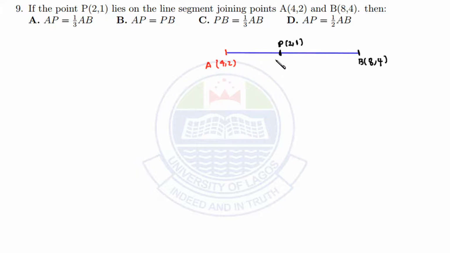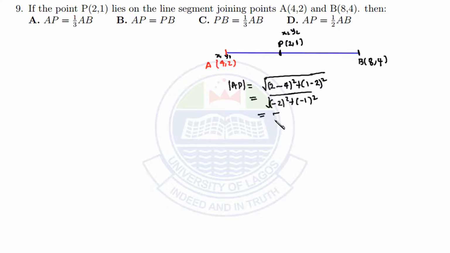Okay, so we want to see what's going on here. Let me try to find the distance between A and P. You remember your distance formula, so using the distance formula we are going to have the square root of this. Let's say this is your x1, y1, and this is your x2, y2. So we have x2 minus x1, that's 2 minus 4 all squared, plus 1 minus 2 all squared, which equals minus 2 all squared plus minus 1 all squared, and which will give you the square root of 5.